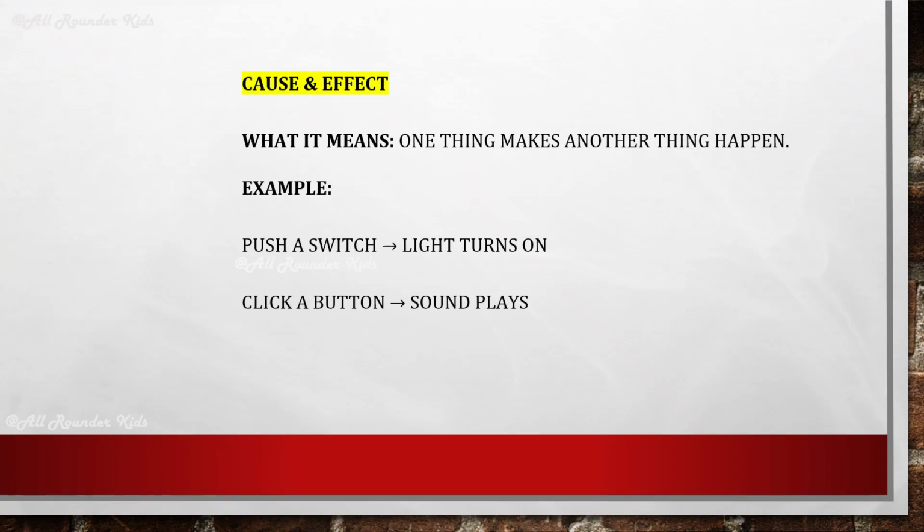Cause and effect. What it means: one thing makes another thing happen. Example: push a switch, light turns on. Click a button, sound plays.